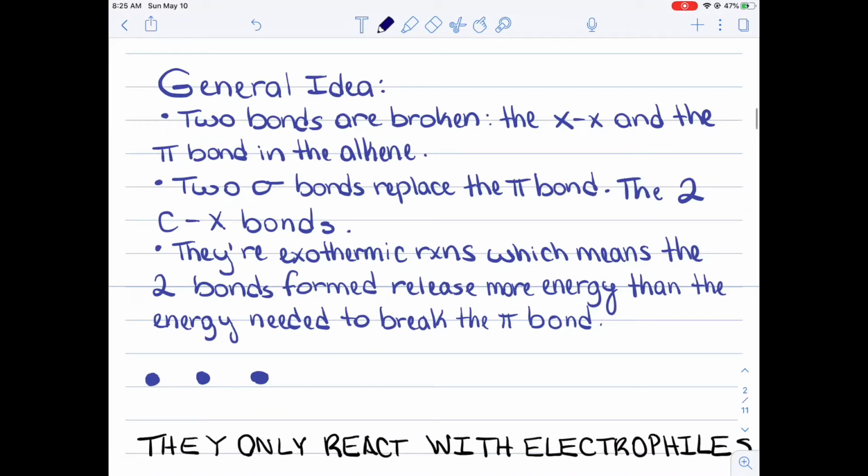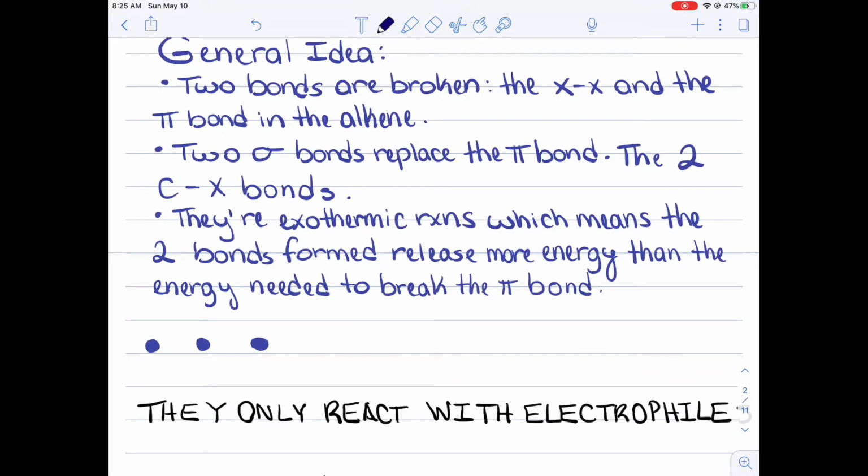So here's your general idea of the reaction. Two bonds are broken, the halide to halide bond and the pi bond in the alkene. There are going to be two sigma bonds that replace the pi bond. Those are going to be your carbon to halide bonds.